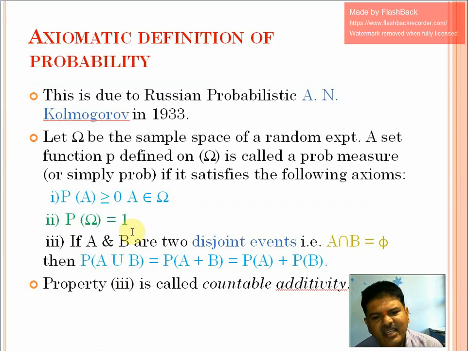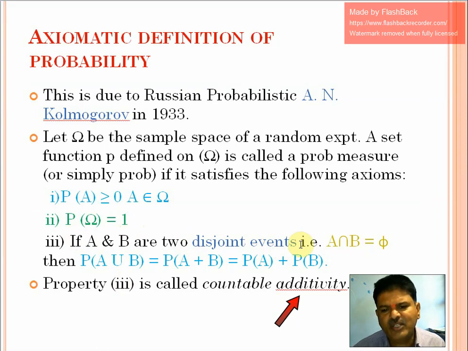And the third case is if A and B are two disjoint events. Disjoint events means mutually exclusive events. And mutually exclusive means what? The two events are said to be mutually exclusive if both cannot happen simultaneously, which means A intersection B is always a null set. Then P of A union B is simply P of A plus P of B. This property is also called countable additivity because we are just adding the respective probabilities.